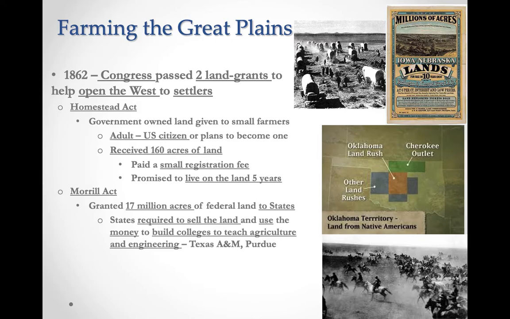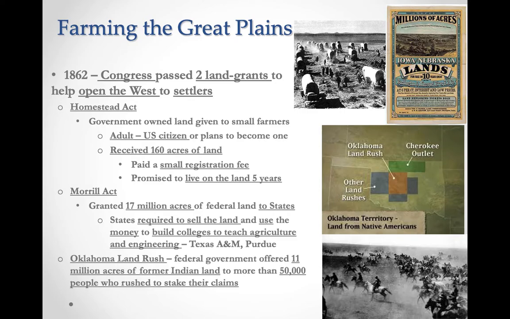This process helped to open up more land to settlers moving west and created some of the largest colleges and universities that exist in the United States today. Schools like Texas A&M and Purdue developed through the Morrill Act and are important parts of the American engineering and agricultural economy today because of their research into agricultural techniques and engineering.